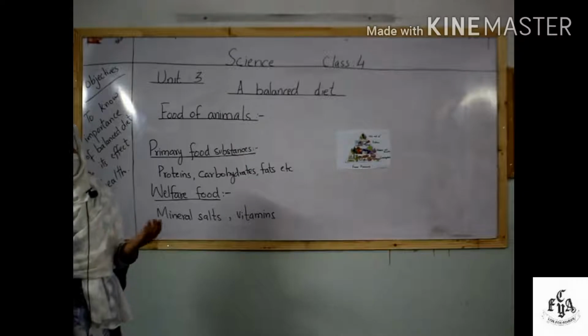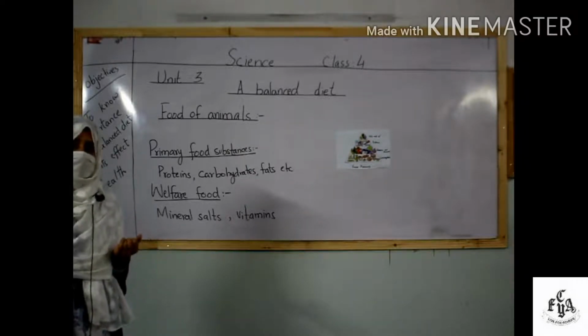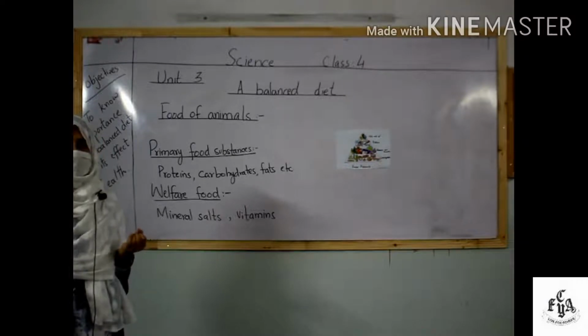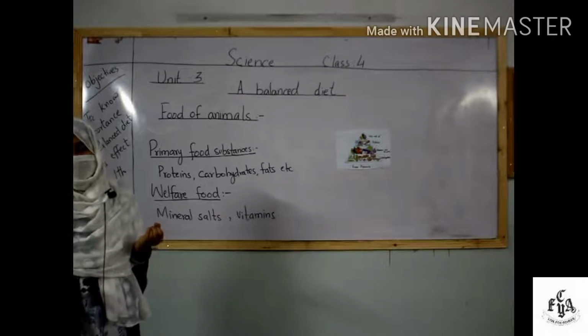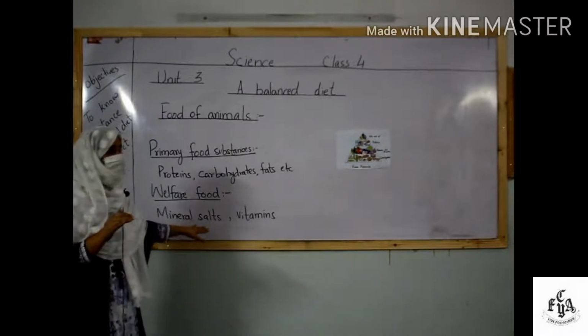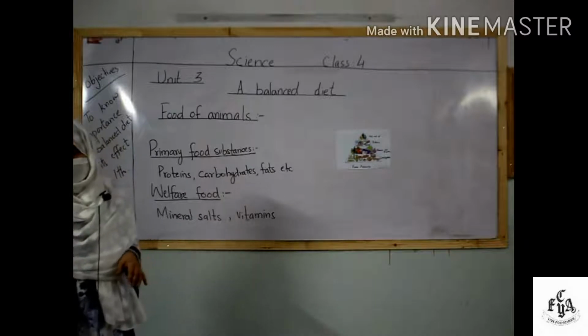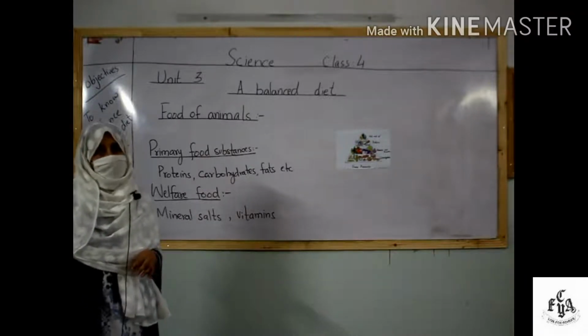And why are they called the primary food substances? Because they are needed by animals to live. They are very important for human beings and animals to stay alive, right? And what is the welfare food? Welfare foods are mineral salts and the vitamins. And why are they called the welfare food? Because they are needed to keep the body healthy.